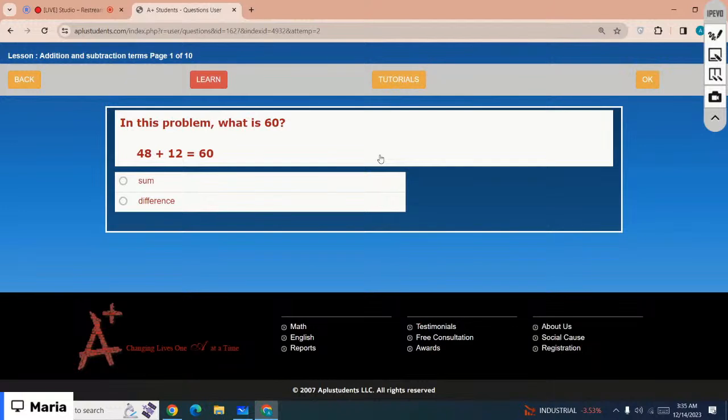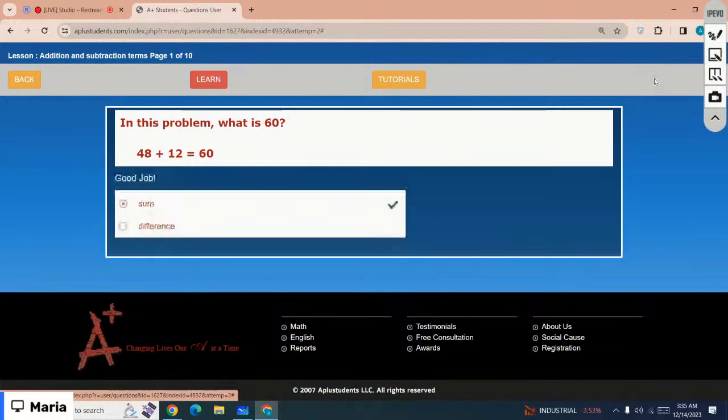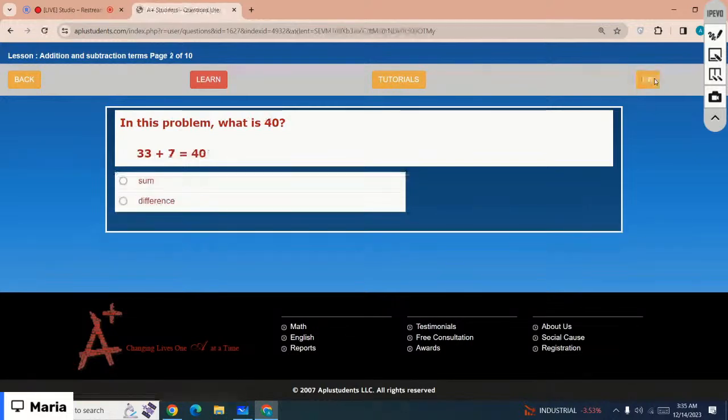48 plus 12, they are adding, right? When you add two numbers, their answer must be the sum of the two numbers. So that is the sum. 60 is the sum of 48 plus 12. Okay, in this problem, what is 40? Which is the correct option? Is it sum or difference?